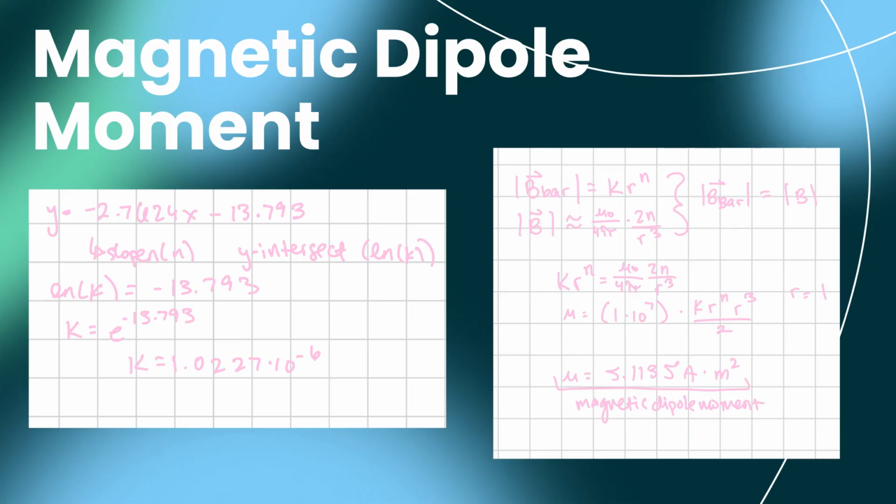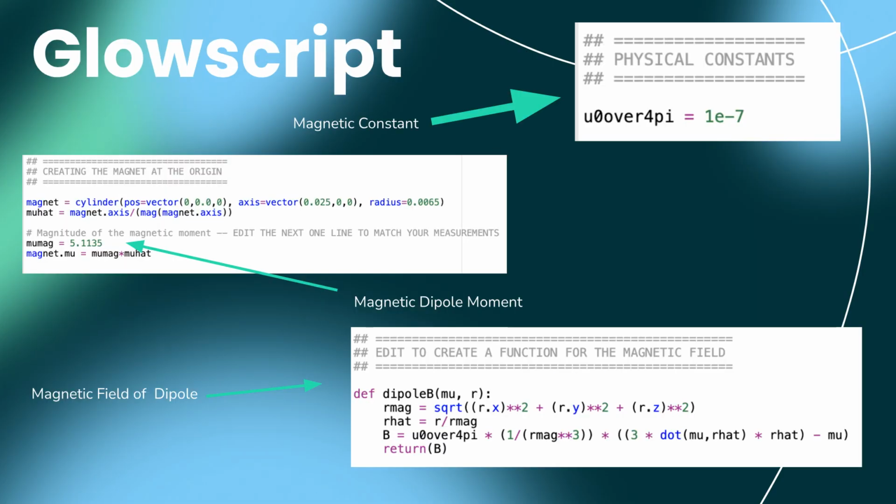And then for our off-axis data, we ended up getting these at the 45-degree angle away, which we will then use in our GlowScript. So then we did our magnetic dipole moment calculations, where we used our slope from the on-axis data to find k as being 1.0227 times 10 to the negative 6, which we talked about earlier. And then we used that and we set the magnetic field equations for the bar and in general equal to each other to find that the magnetic dipole moment is 5.1135 A times m squared.